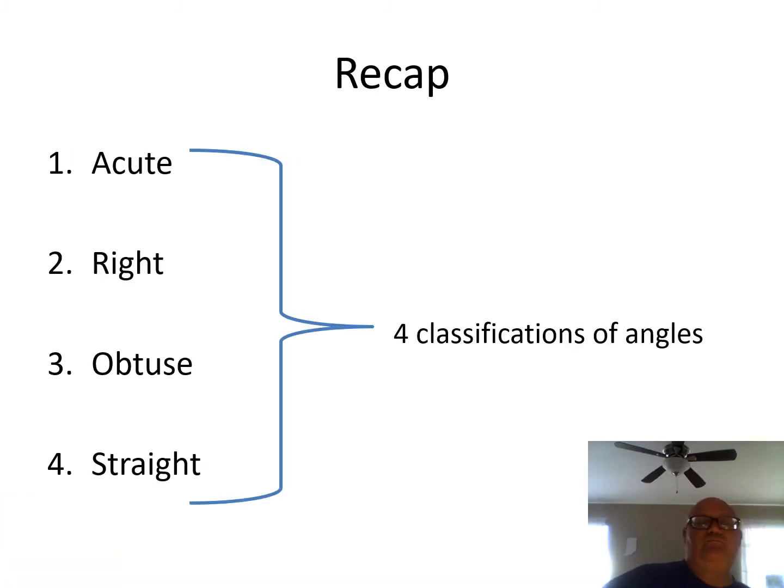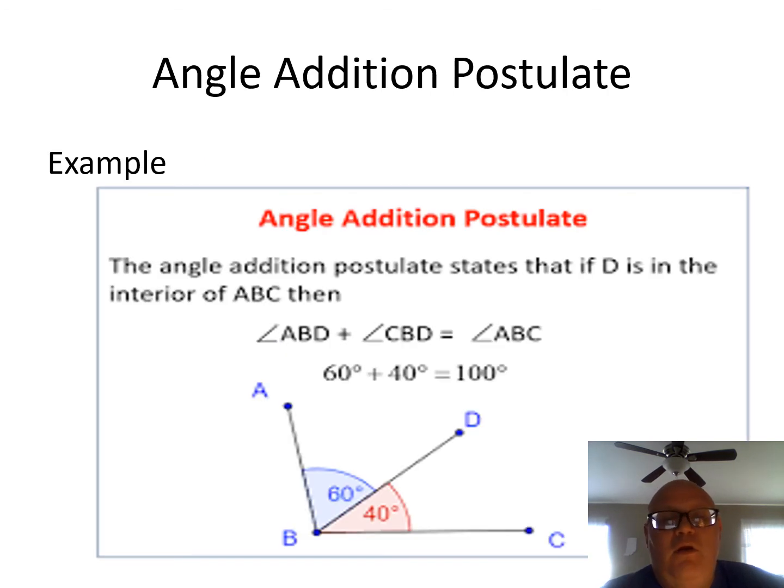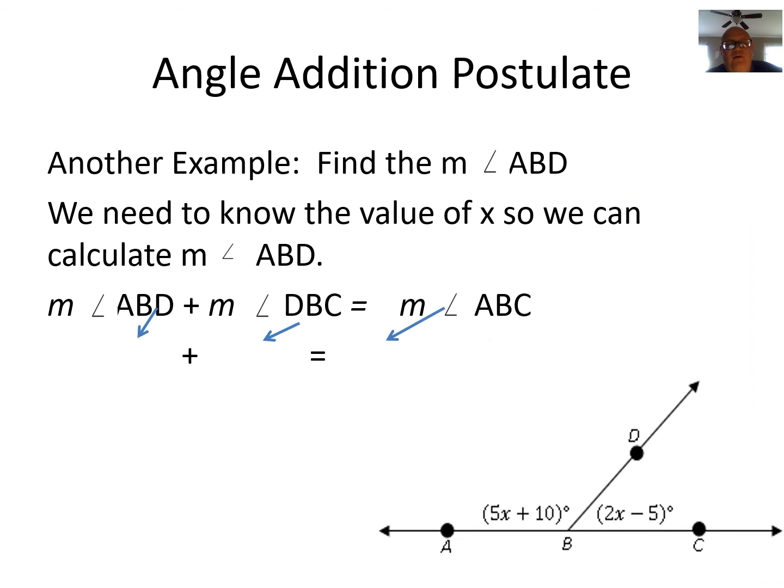All right. Recap: acute, right, obtuse, and straight are your classifications. Angle addition postulate, so 60 plus 40 is 100 there. All right. So now look at that drawing there. You got 5x plus 10 is ABD, 2x minus 5 is DBC. And we kind of hinted at there, you go 180. Okay. So that's angle addition. And I didn't have to tell you it's 180 because on a straight line, if you draw that arc around, it's 180 degrees with a protractor.